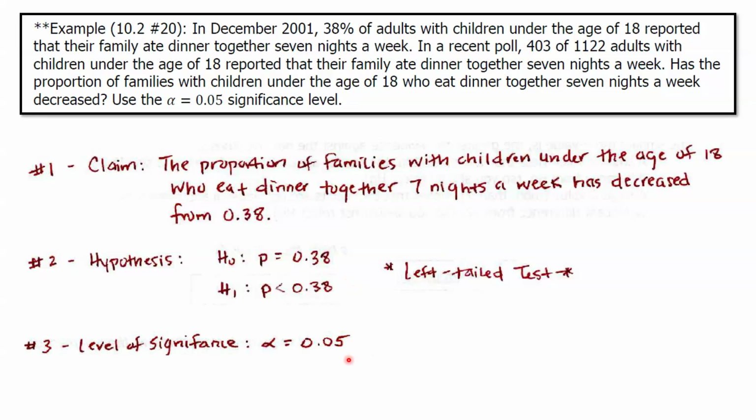And we know that we have a level of significance where alpha equals 0.05. And that too was given in our problem. Note here that because our alternative is less than 0.38, we have a left-tailed test. So our critical region is going to be on the left side. And that takes us to step number 4.